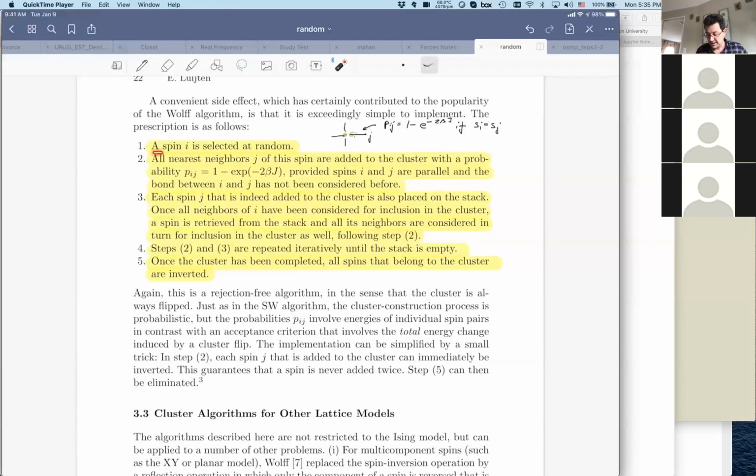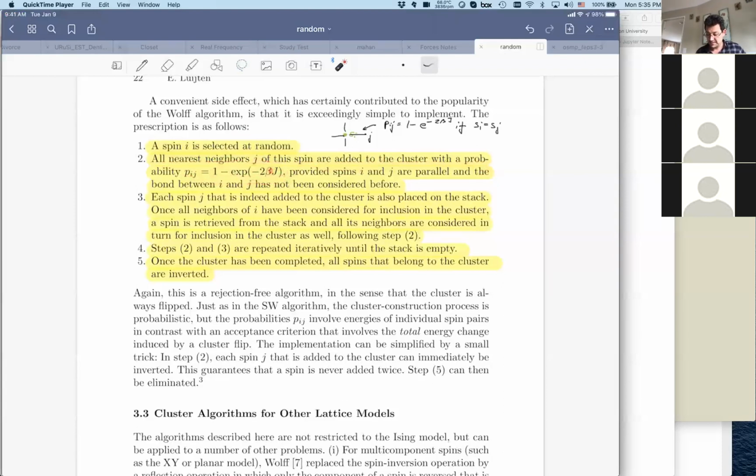So the spin i is selected at random. This is the same as what we've done up to now. And then we start to create a cluster out of this single spin. So we look at all nearest neighbors of this spin i, and we call these nearest neighbors j. These nearest neighbors are added to the cluster with probability 1 minus e to the minus 2 beta J. Okay, so this is actually the crucial point of the algorithm.